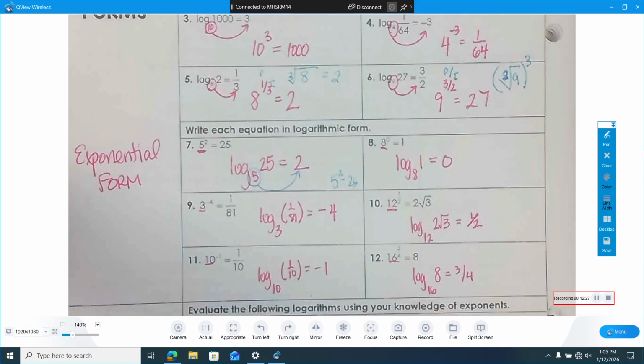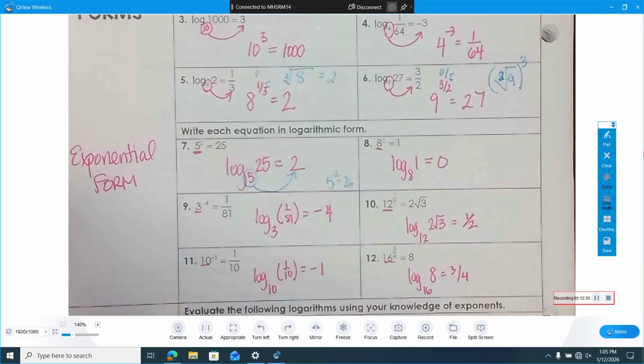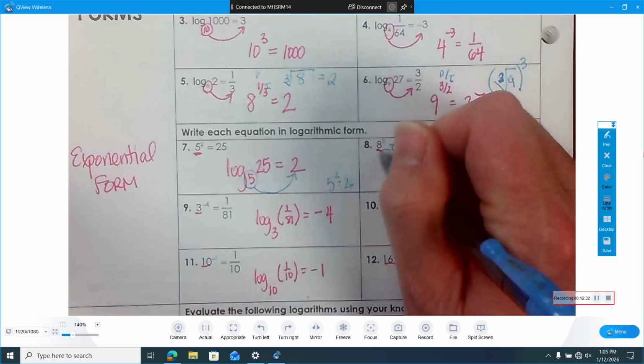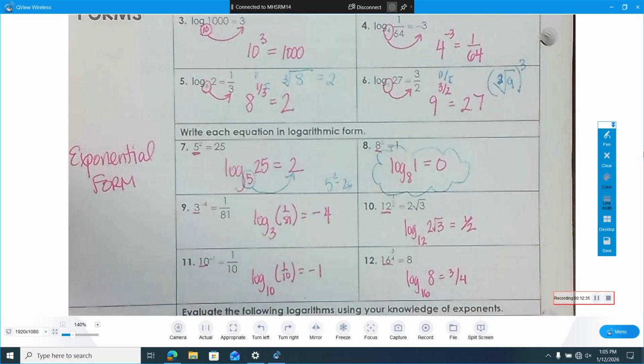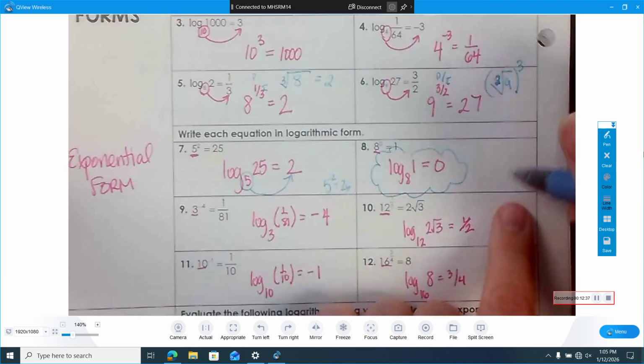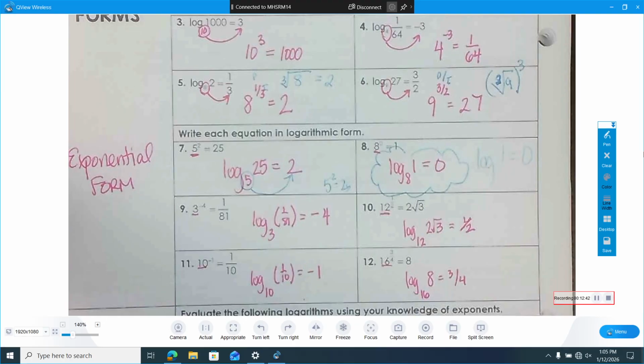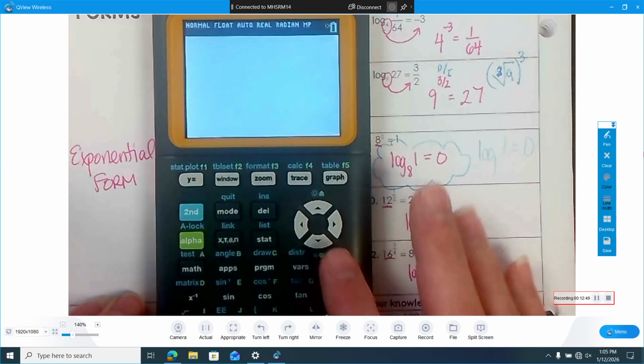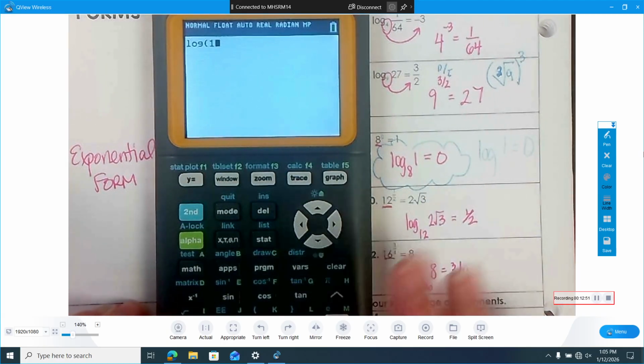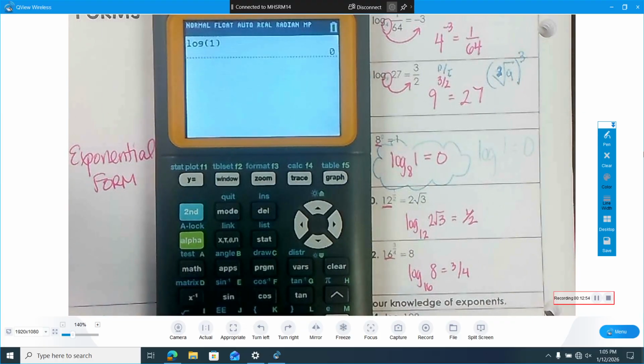All right. So this is a really important one right here. The log of 1 equals 0 every single time. That's important to know and use. We're going to use it when we're graphing. You can see if I type in the log of 1 in my calculator, it is 0. It always is 0. It's one of those fun things you get to memorize. Hopefully it'll make sense here in a second.